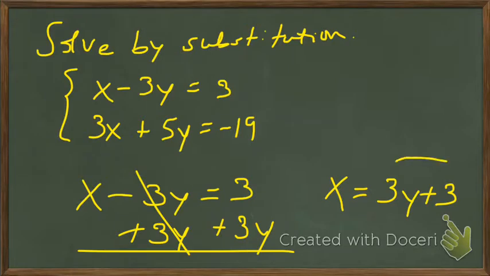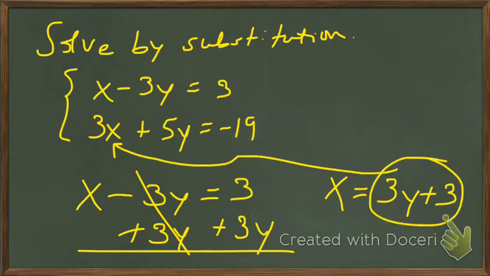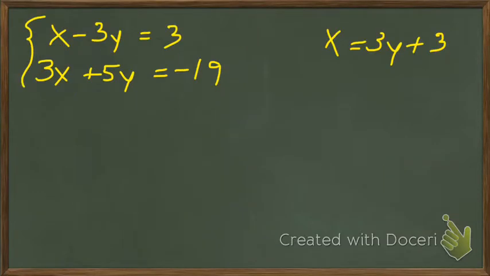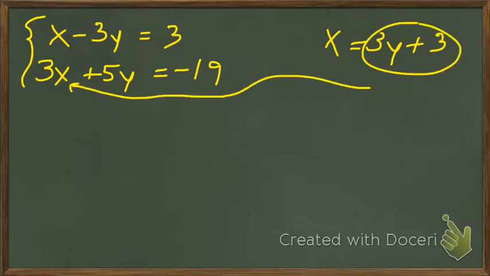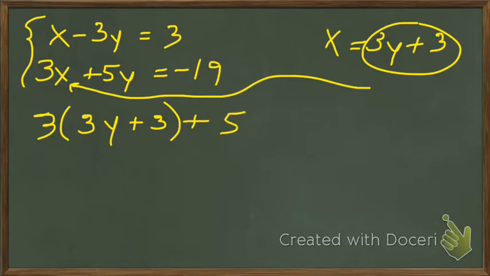What are we going to do with it? We're going to plug it into the other equation. It's got to go into the other equation or we make the wrong conclusion. Let's get to it. We'll take that 3y plus 3, put it in x's spot. Then the second equation becomes 3 times (3y plus 3) instead of 3 times x, plus 5y equals -19.